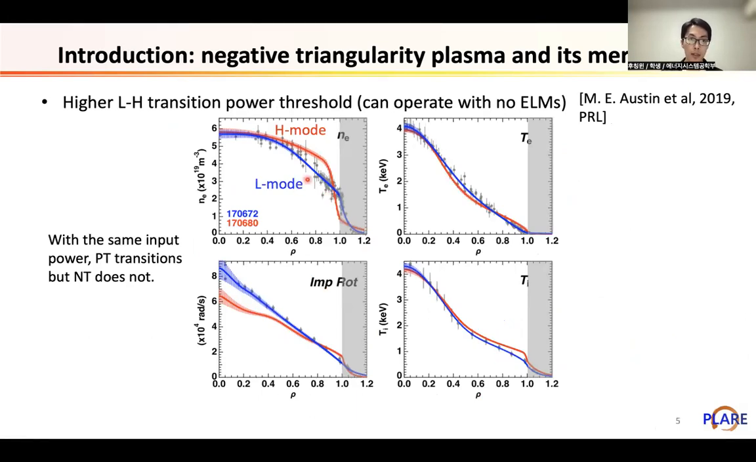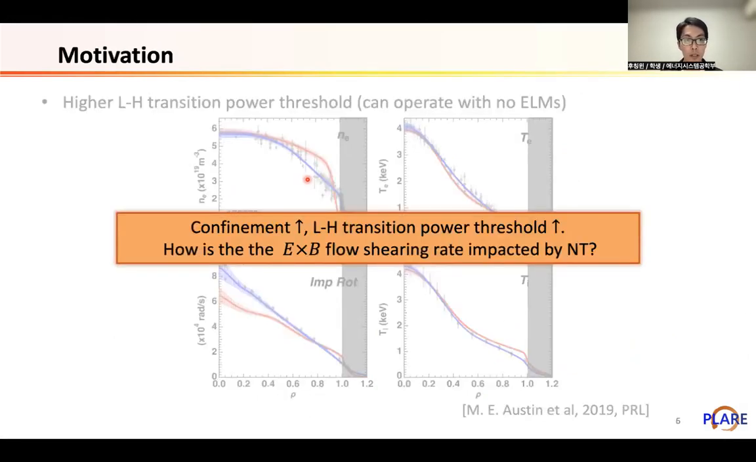That means the plasma could operate without ELMs, avoiding many difficulties from ELMs. So given that confinement has been improved and the LH transition power threshold has been increased, our motivation is: how is the ExB shearing rate impacted by negative triangularity?